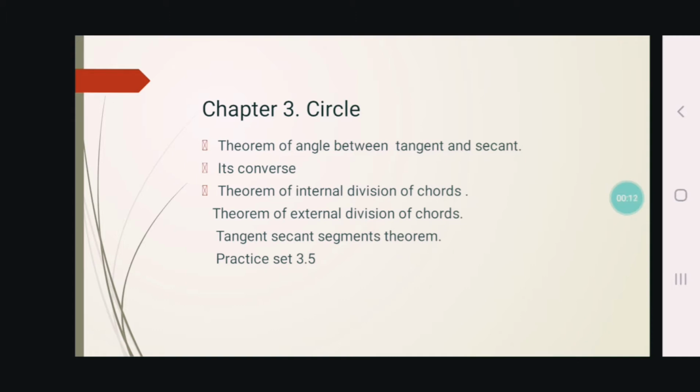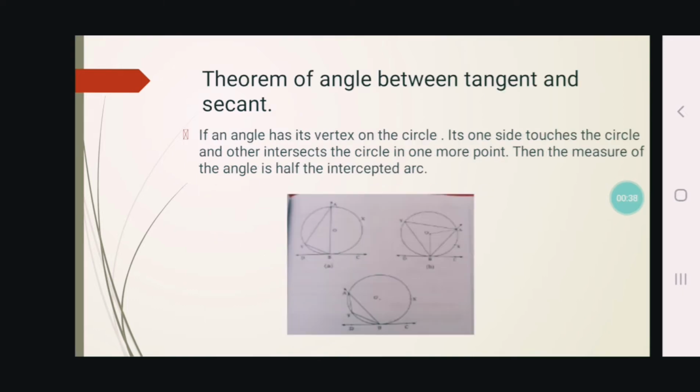With the help and guidance of Easy Test app, we are on the last topic of the circle, chapter number 3. The topics are theorems of angle between tangent and secant, its converse, theorem of internal division of chords, theorem of external division of chord, tangent secant segment theorem, practice set 3.5. So let's begin. Theorem of angles between tangent and secant.